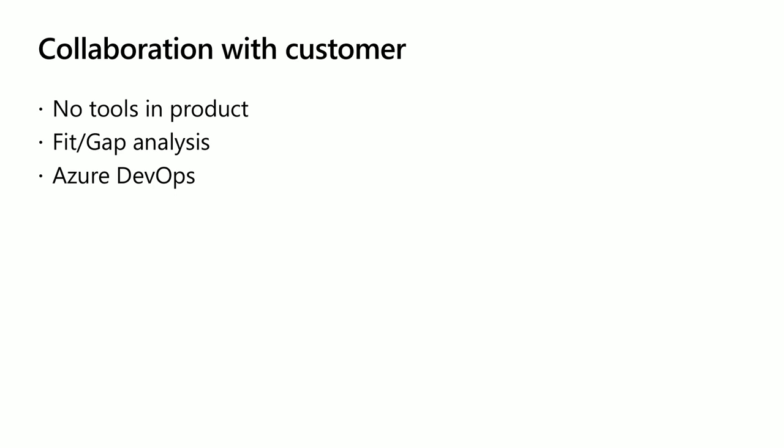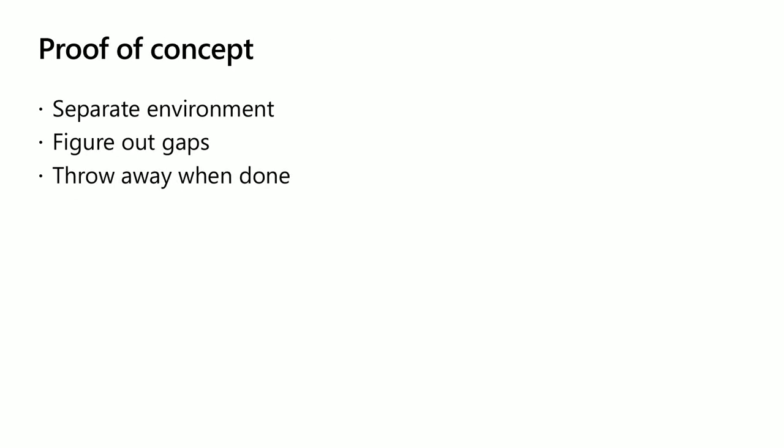So fit gap says, how do I meet? And when you get a gap, how do I meet that? Well, the Microsoft answer to how do I deal with a gap is I do a proof of concept. A proof of concept is just trying to figure out the gap. You'll do some customization to see if something works.